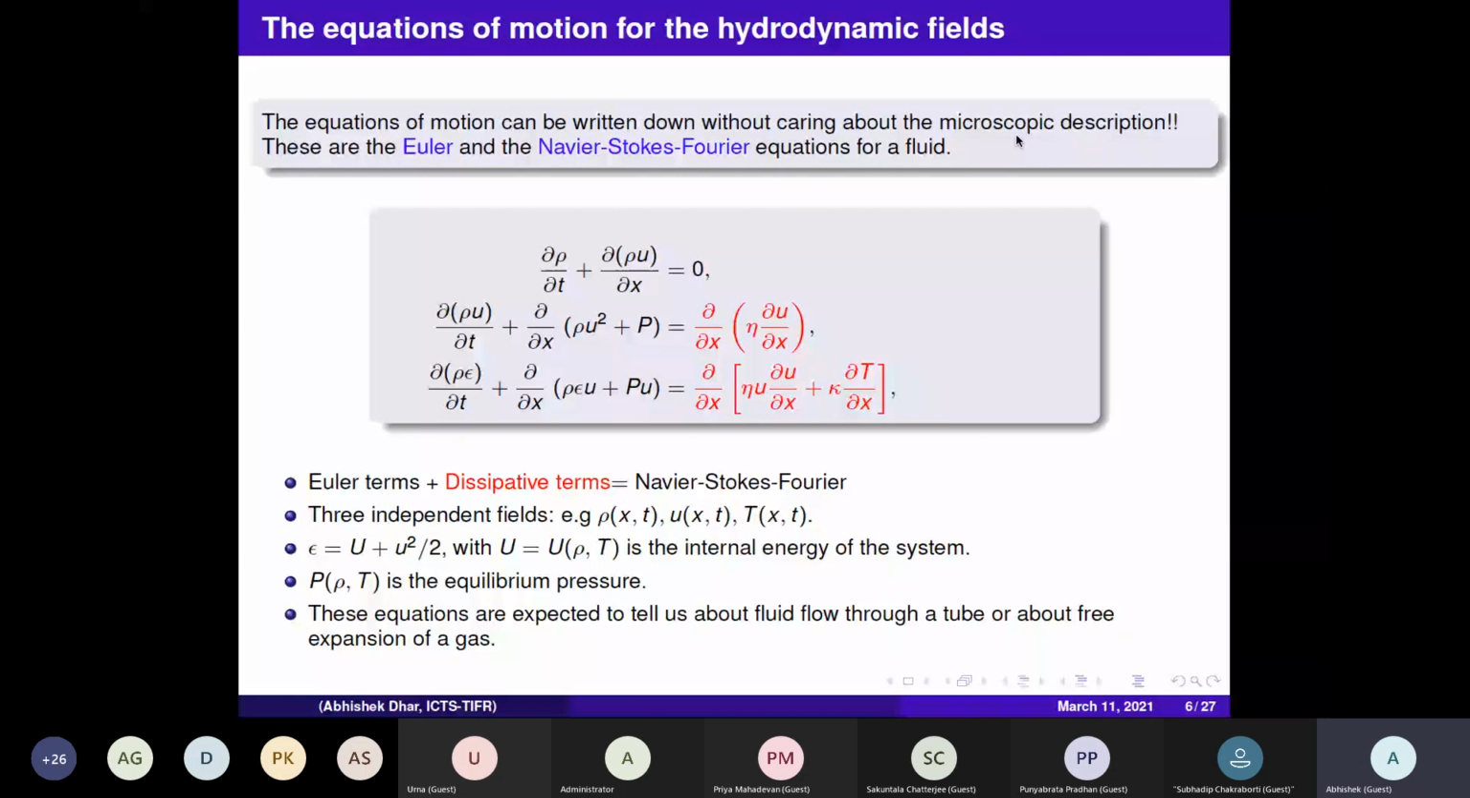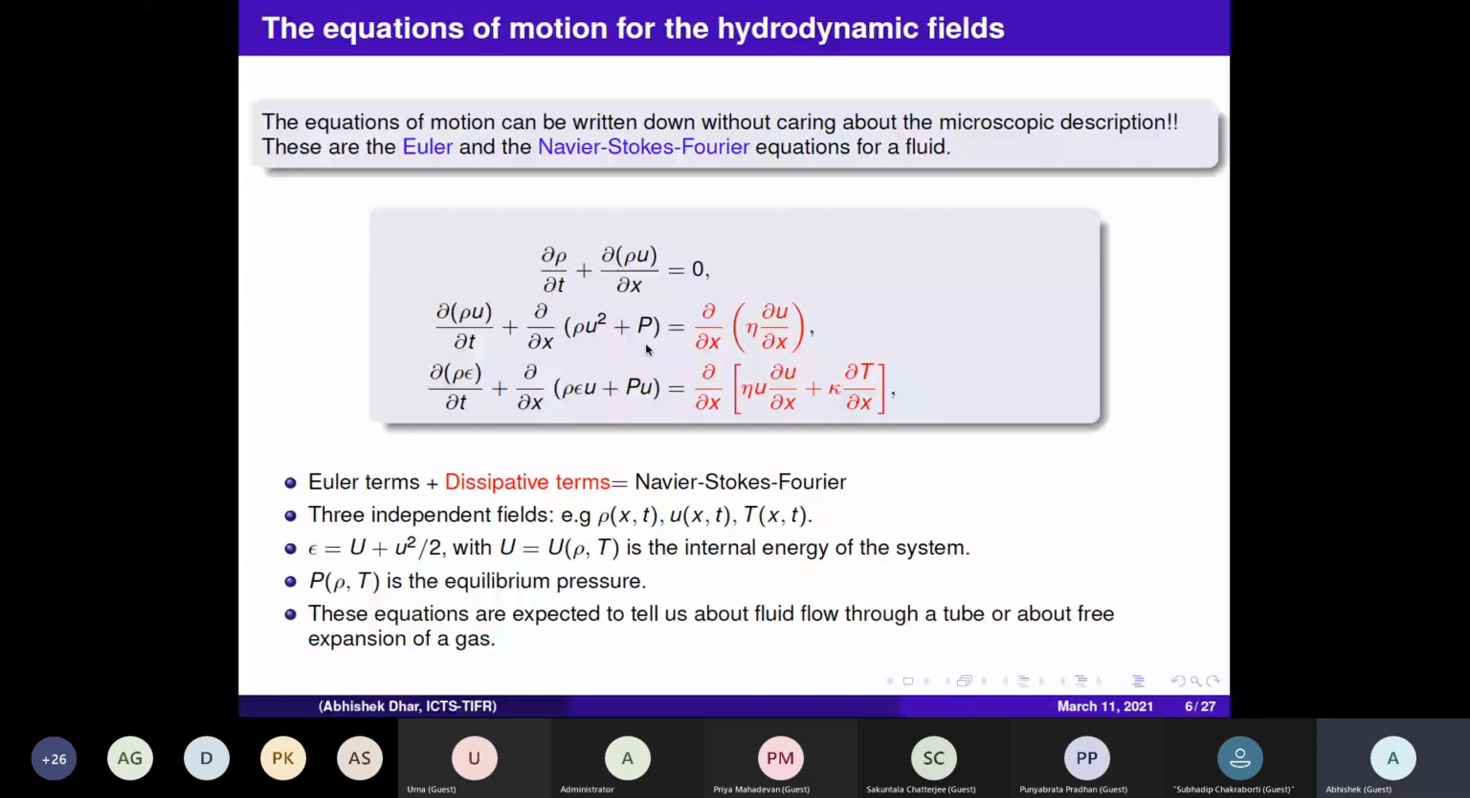So the first equation implies conservation of mass. If you look at it, you see that it has the form of del rho del t plus divergence of rho u equal to 0. So rho u is the particle current density, right? So it's just conservation of particle number. And the second equation again has the form of del del t of rho u plus divergence of something equal to 0. And it's conservation of momentum. And the last equation is conservation of energy.